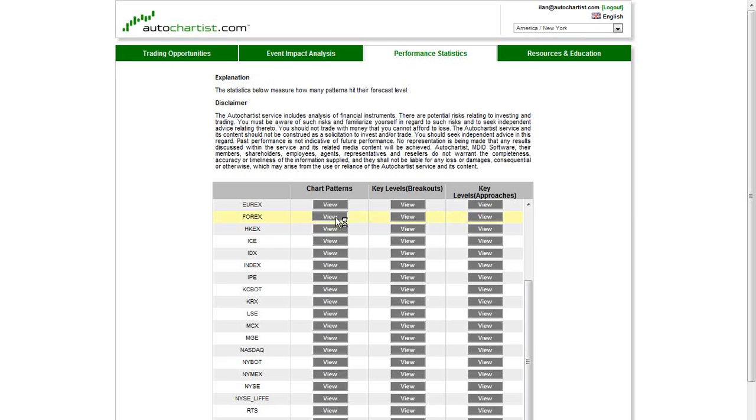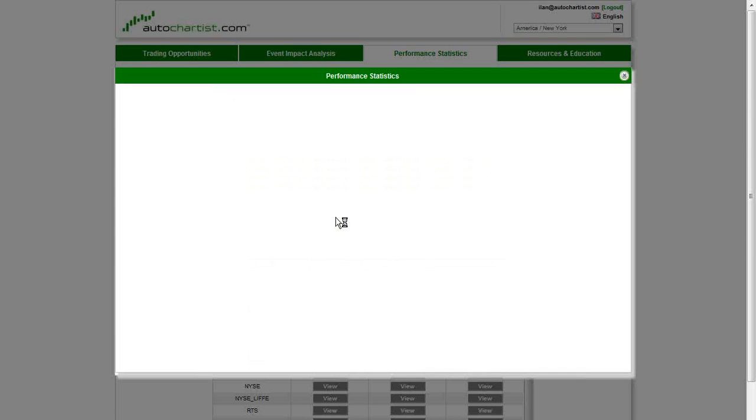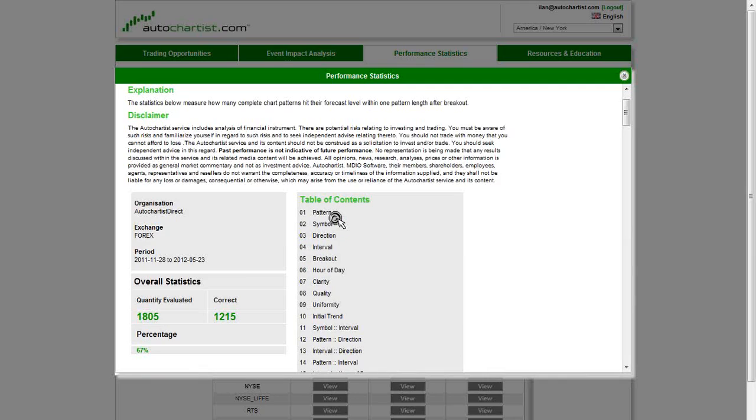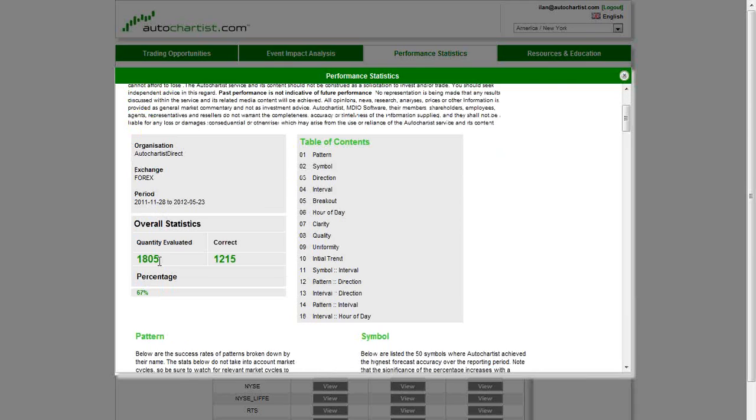So if you click on the view button for the performance statistics for the Forex market, we give that a moment to load up. Okay, and when it loads up, you'll see an explanation of how the statistics are derived and some very basic stats at the top, which is over the past 6 months or so, we've identified 1,800 completed chart patterns, of which 1,215 hit their forecast region. That's a 67% hit rate in the Forex market right now for completed chart patterns.